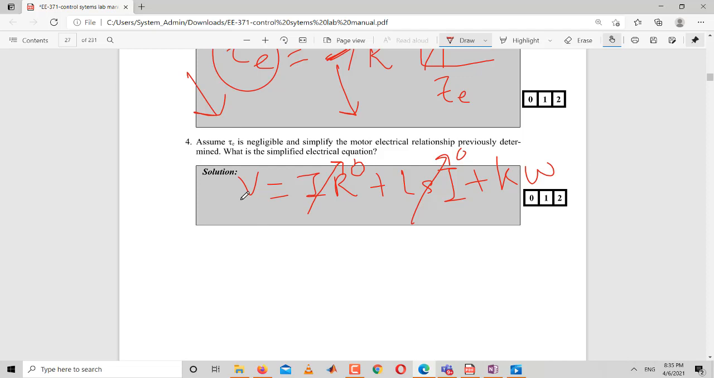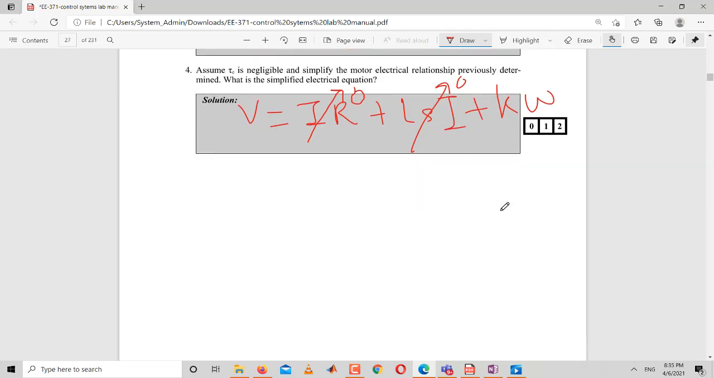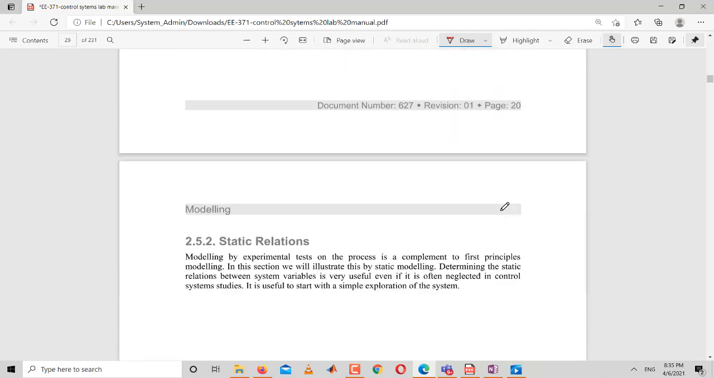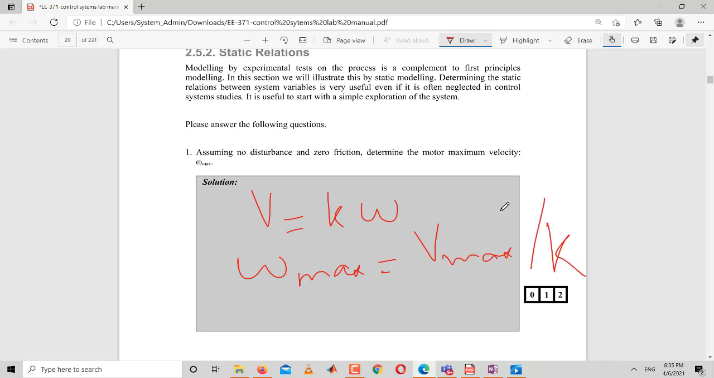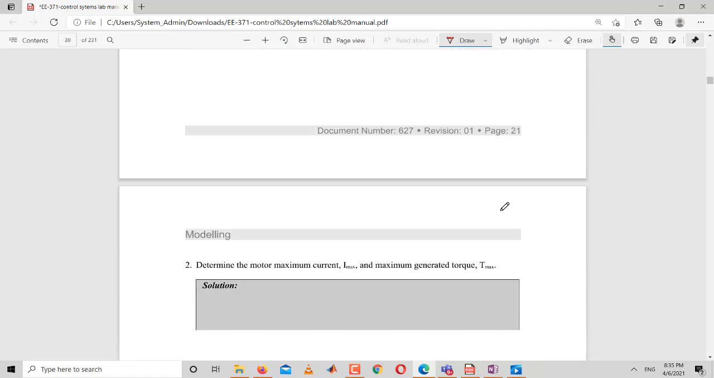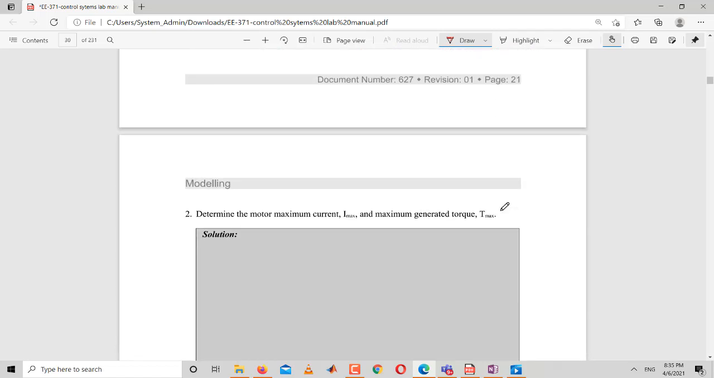So we have a direct relationship of voltage and K omega. For all the assumptions done in this part, that there is no disturbance and zero friction, we are left with V equals K omega. So the maximum angular velocity, omega max, would be V max, the maximum value of voltage, divided by the constant. So you have to use these values from the table and calculate the maximum angular velocity for your motor.